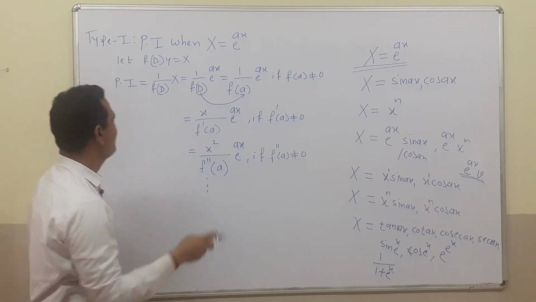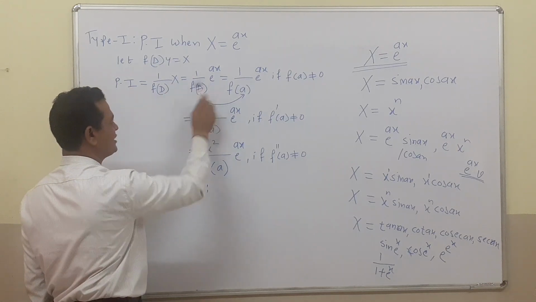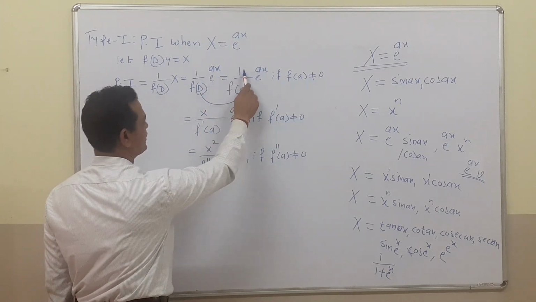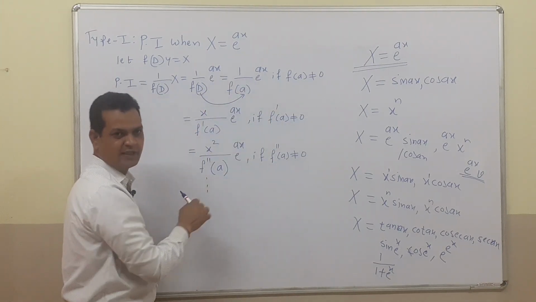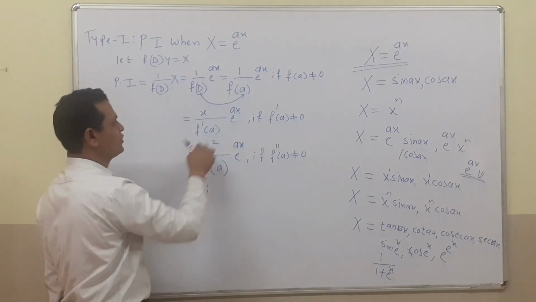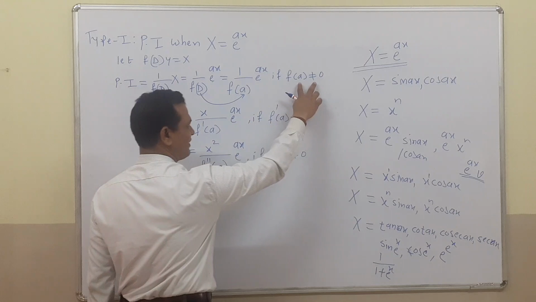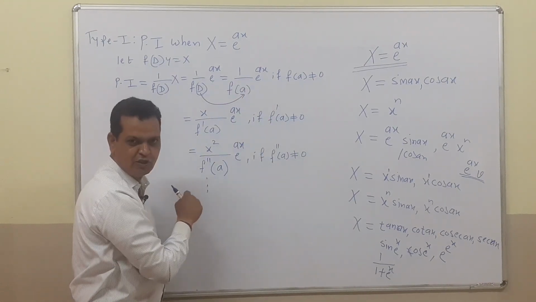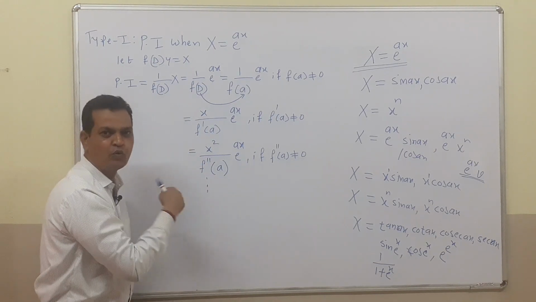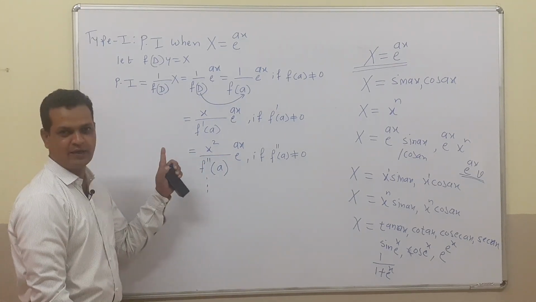Once again I will repeat this method. The particular integral is 1 upon f of D into X. So replace X by e raised to ax. Then this formula says that 1 upon f of D into e raised to ax is equal to 1 upon f of a into e raised to ax. That means replace the term D by a, where a is present here. So this is the value of a. This is possible only when the value of f of a is not equal to 0. If the value of f of a is equal to 0, that means this denominator is 0, in this case attach x on the numerator, take the derivative of the denominator with respect to D, replace D by a, and so on. So this is called the first type of particular integral.